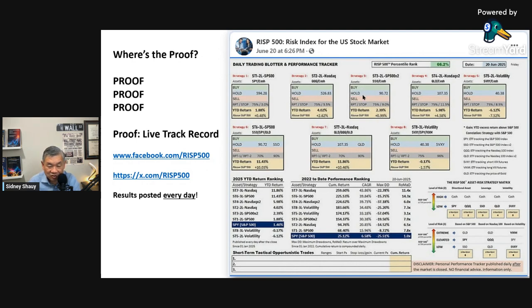So if I bought or sold, held or sold, right? The Risk 500 is the guide for this decision that I made, right? What's the date, the year-to-date return, and also the cumulative return since January 2022. All right, so you're going to see everything here. It's very transparent. It's there. It's a live track record.